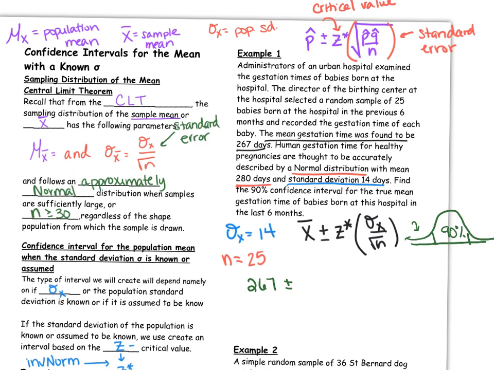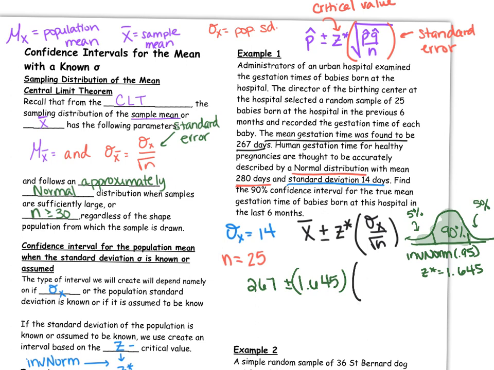0.95 and inverse. So this is 5%. This is 5%. Remember, we're adding up to this value right here, right? So we do inverse norm 0.95, and we get a Z star equal to 1.645. So it's 267 plus or minus 1.645. What does that 1.645 represent? Critical value, times the standard error.